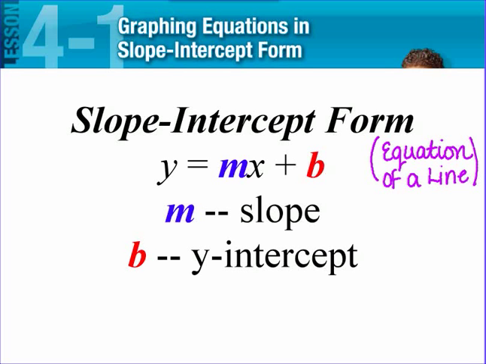B is the y-intercept. So that's basically where a graph crosses the y-axis. And we talked a little bit about intercepts last chapter. We're going to talk a lot more about the y-intercept this chapter. So the y-intercept, once again, is where the graph crosses the y-axis.